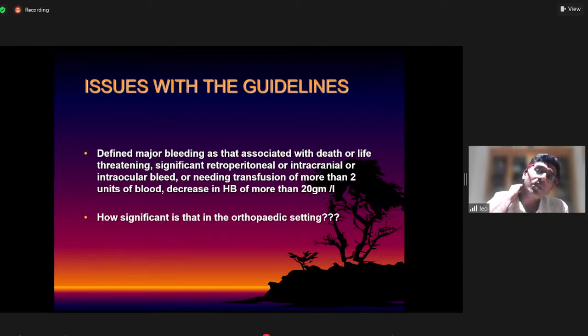Now, there are other issues with the ACCP guidelines. For instance, they defined major bleeding as that which was associated with death or a life-threatening, significant retroperitoneal, intracranial, or intraocular bleed, or when those needing transfusion of more than 2 units of blood and a decrease in hemoglobin of more than 20 grams per liter. Now, as orthopedic surgeons, how often are we going to see those issues in our patients? Probably not.